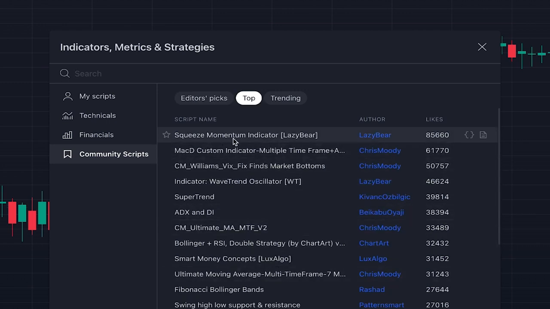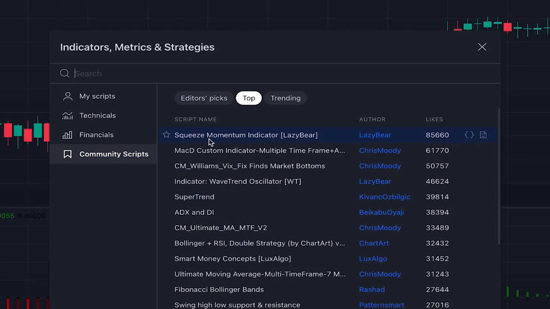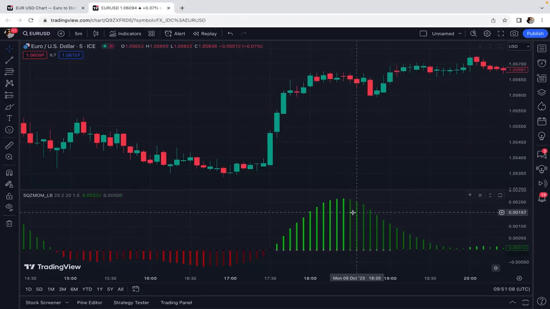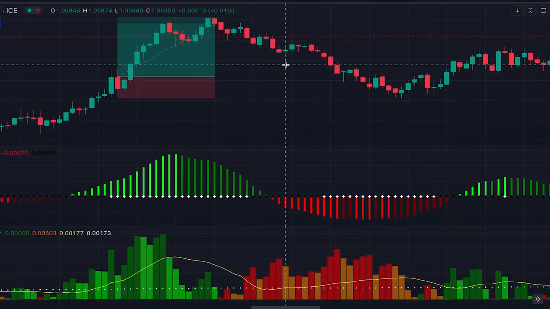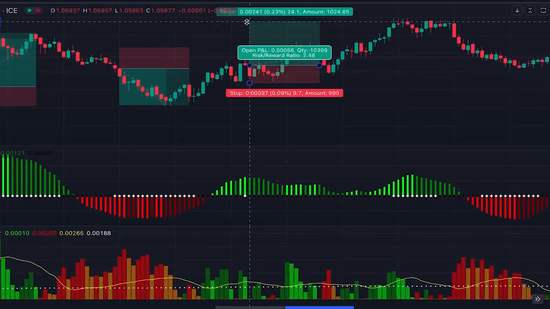We're going to see a trading strategy based on this indicator, the Squeeze Momentum Indicator, which is written by someone named Lazy Bear. And as you can see, it's on top of the list with the highest amount of likes. After a short explanation about this indicator, I will teach you a trading strategy based on this, which is very accurate and highly profitable.